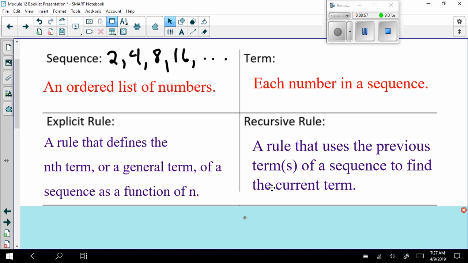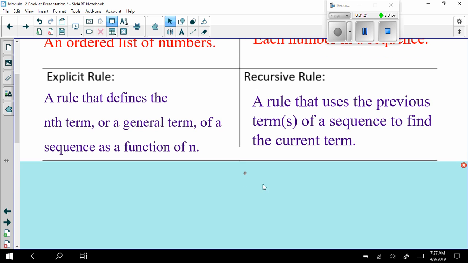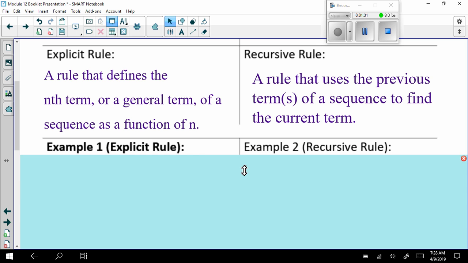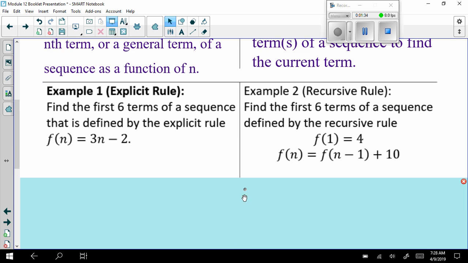So it's a rule that says, here's how you find the 10th term using n equals 10. The recursive rule is a rule that uses the previous terms of a sequence to find the current term. So to find f of 10, I need to know f of 9. So I'm using the ones that come before. We're going to have a little bit of notation as we go through and look at these. Let's start by looking at just two examples where we're finding our terms.